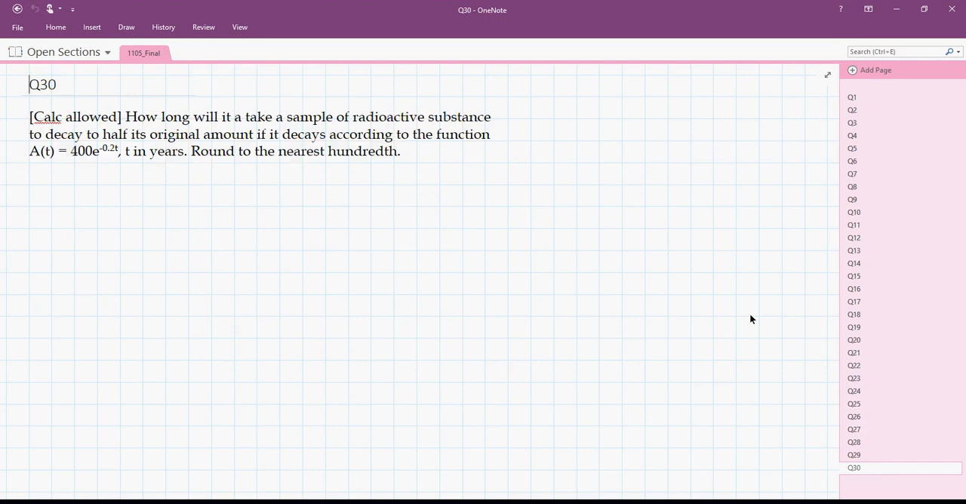How long will it take a sample of radioactive substance to decay to half its original amount if it decays according to the function, with t in years? Round to the nearest hundredth. For that, we have to do two things first. In the previous question, we were just given a value as our target. We were told, what if the population is 1,200? Here, we're only told, what if it's half as much as it starts with? So first, we actually have to find out how much it starts with. So we have to calculate A of 0, which is our start.